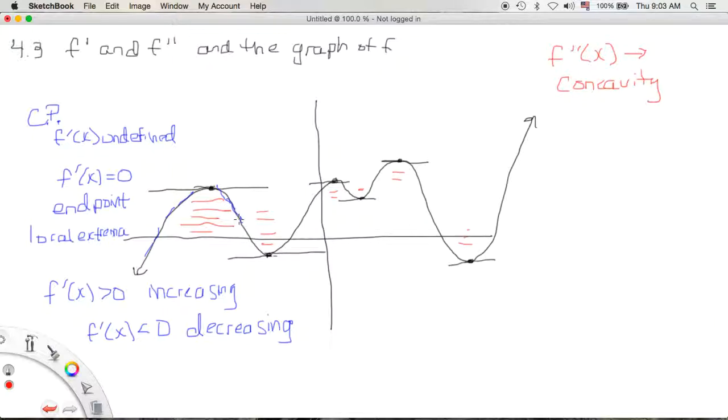And there's a point along this slope about right here where we switch from being concave down to being concave up, where the function changes from this downward bowl to this upward one. And again here we've got another point where we switch from being concave up to being concave down again, and here we switch from being concave down to being concave up, and here we switch again, and here we switch again. These are called points of inflection.